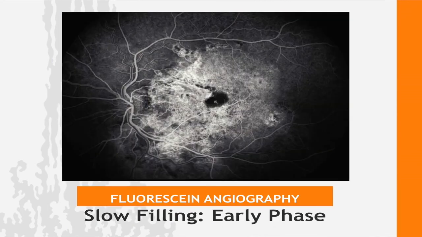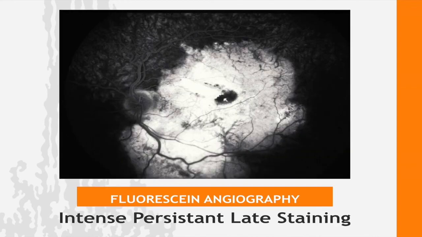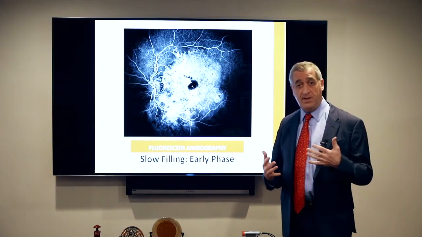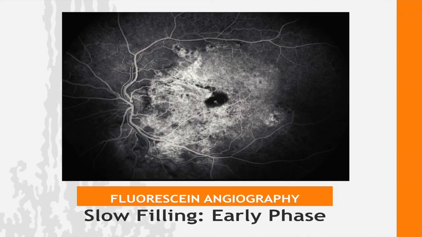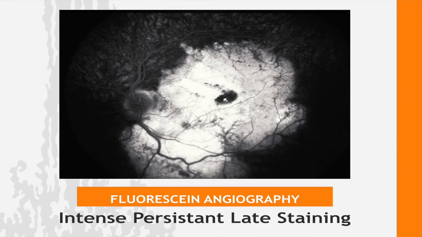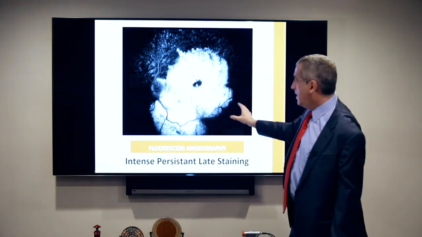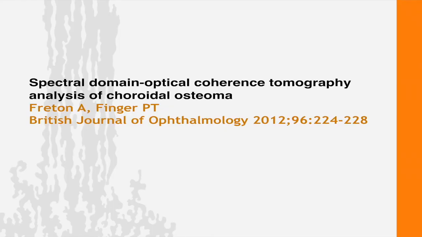Here's our angiogram. The angiogram is filling. It has slow early filling because it's bone and it's hard for the fluorescein to get in, and intense late staining. So on fluorescein angiography, because it's bone, it's very hard for the fluorescein to get into the tumor, so it's late to stain. But then, over long periods of time, there is intense late staining. You see everything else is washed out. The fluorescein is washed out of all the blood vessels and the choroid, and the tumor is still bright.